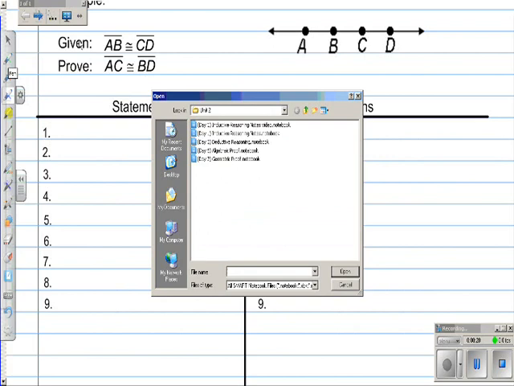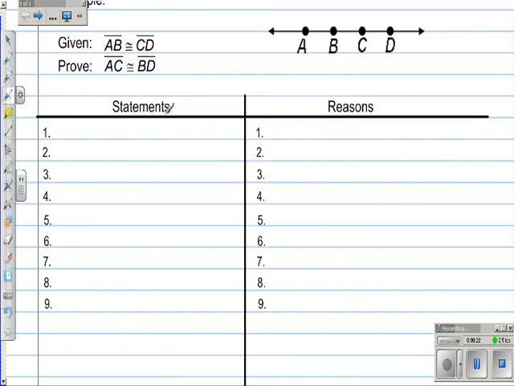And we know that segment AB is congruent to segment CD. Okay? And so since AB is congruent to CD, we're going to mark the picture. Our reason is because it is given.